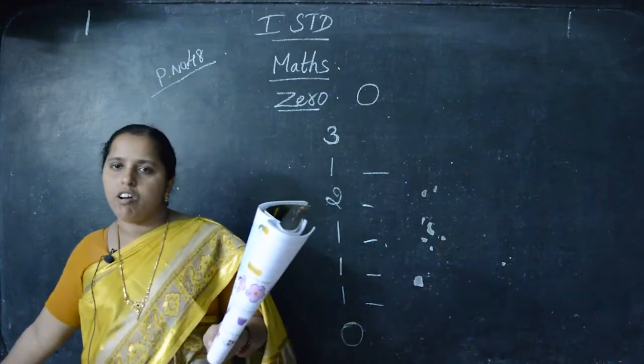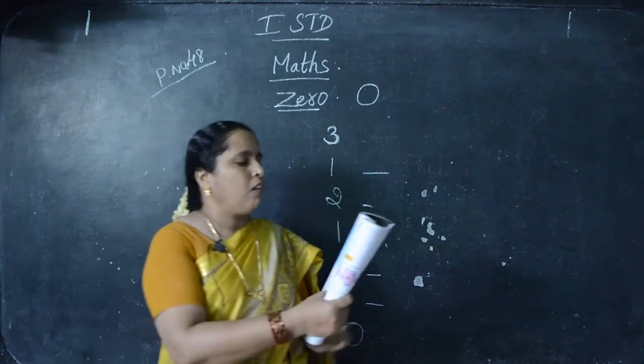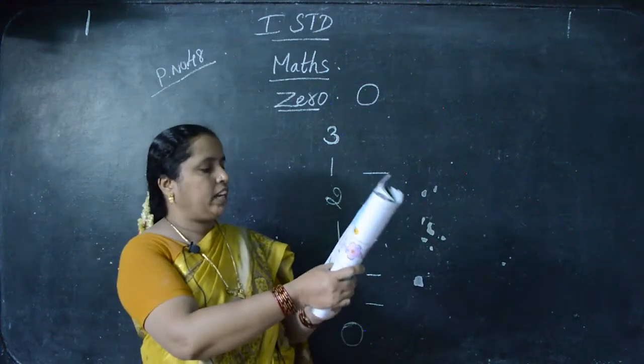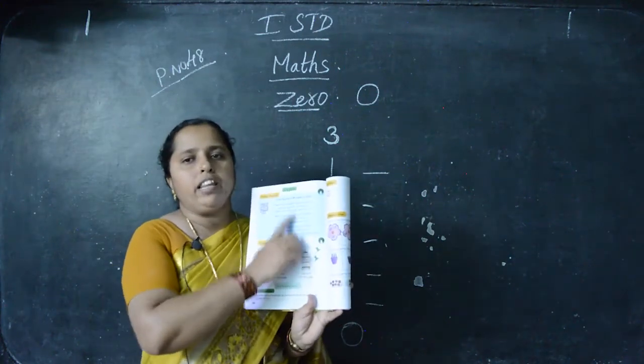Have you understood this song, children? Have you all understood this song in your book, page number 48? See here. So you read this song, children.